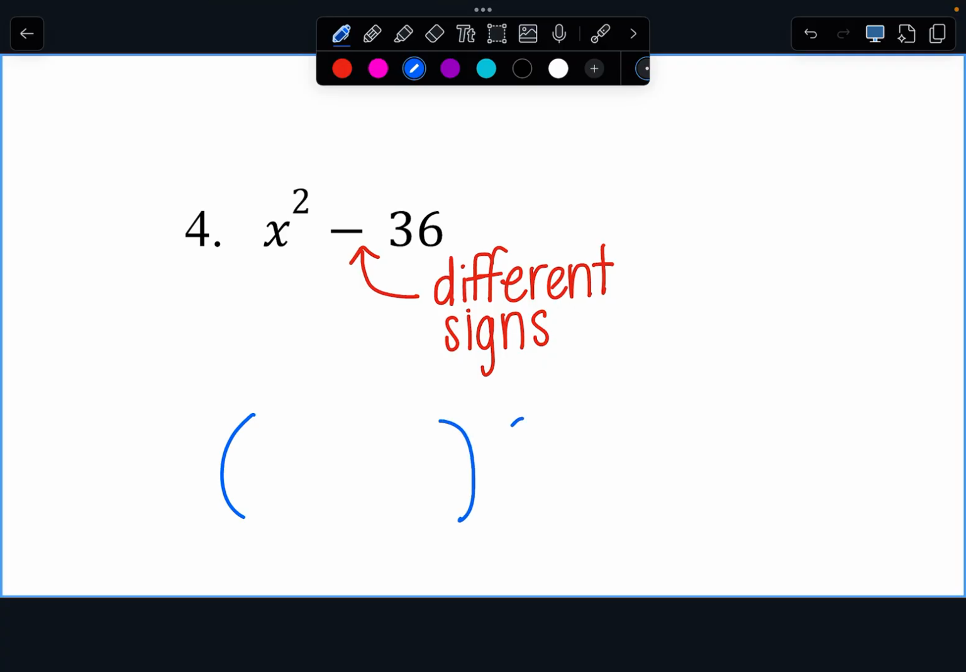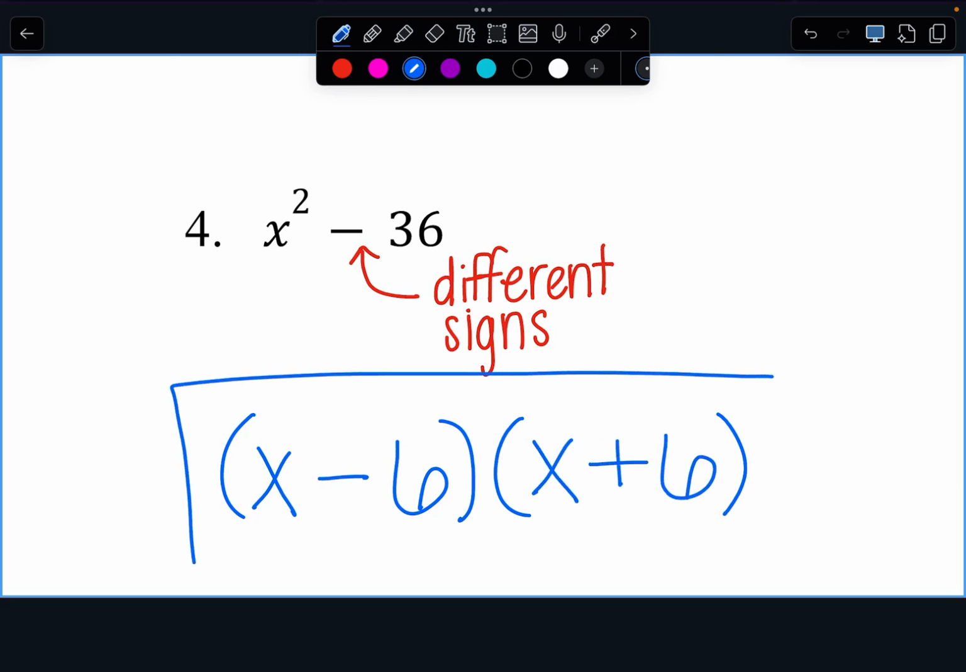So you can go right into this. One is x minus 6, the other is x plus 6. It doesn't matter if the plus is first or the minus is first, as long as one of them is an x plus 6 and the other is an x minus 6, it doesn't matter which one goes first. Okay?